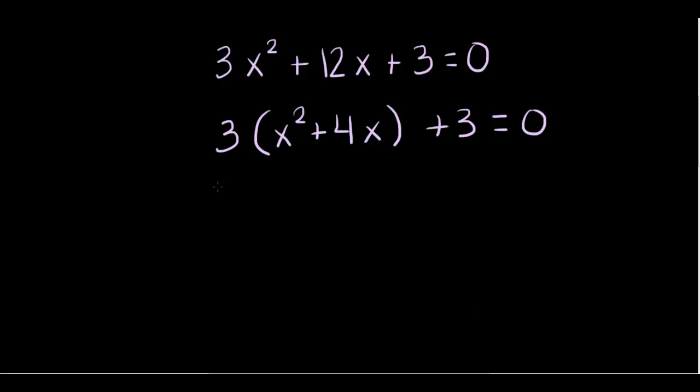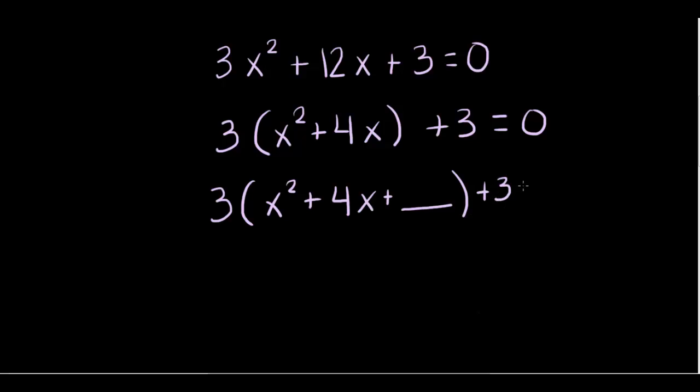Okay, so now let's go ahead and complete the square. It's going to be 3 times x squared plus 4x plus something that I'm going to add here, plus 3, minus whatever I add here times the 3, equals 0. So to complete the square, we're going to get this value, divide it by 2, and then square it. So 4/2 is 2. 2 times 2 is 4.